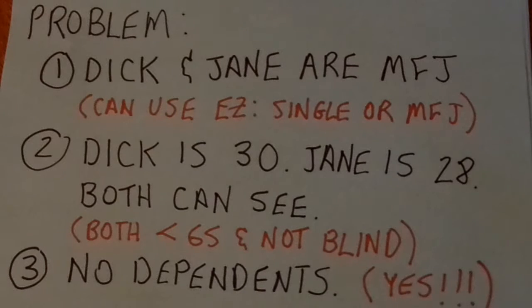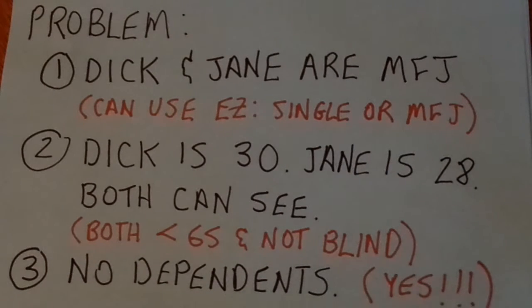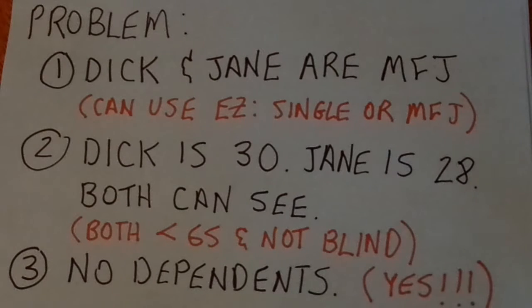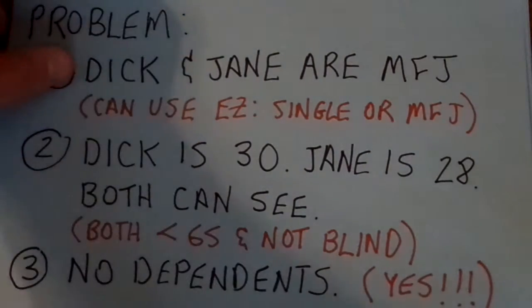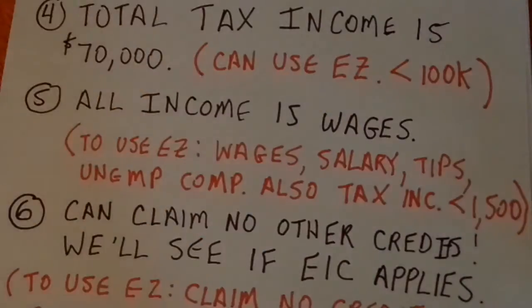So here's another reason that they can do a Form 1040EZ. Both are younger than 65 years old, and neither is blind. They have no dependents, and you're not allowed to have dependents and file Form 1040EZ. So far, so good. They're able to use a 1040EZ.